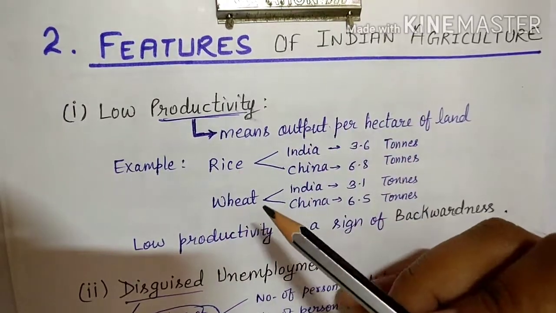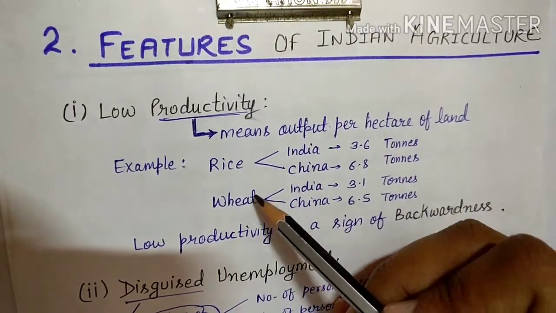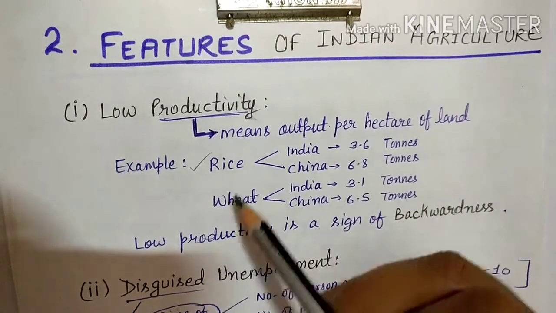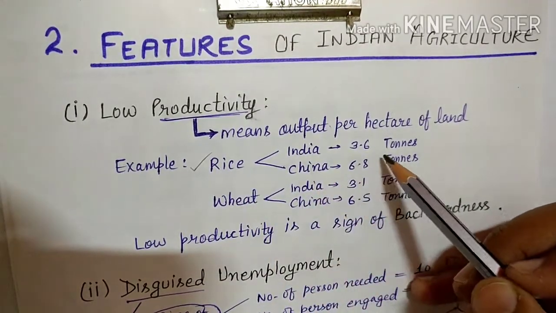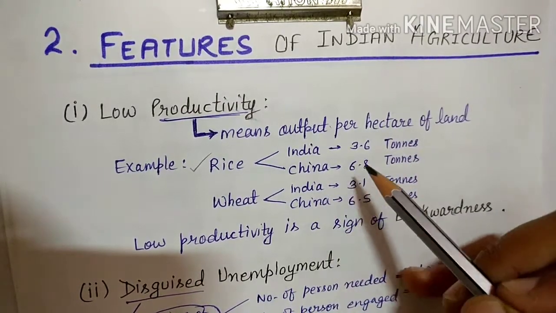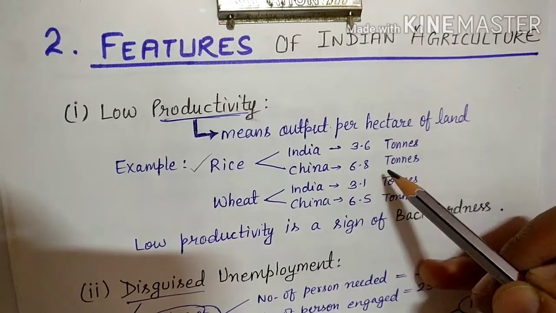If we compare with other countries, for example China, for the crop of rice, in India it was 3.6 tons per hectare of land, and in the same time in China it was 6.8 tons.